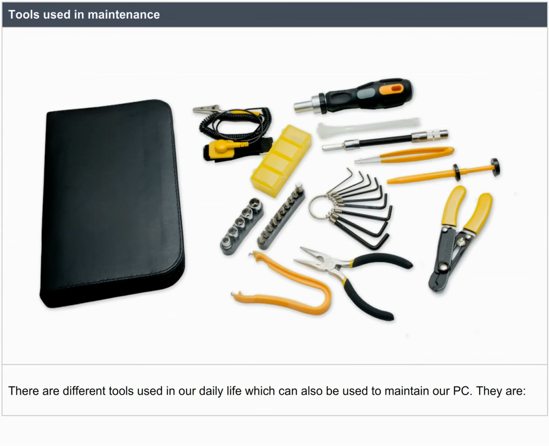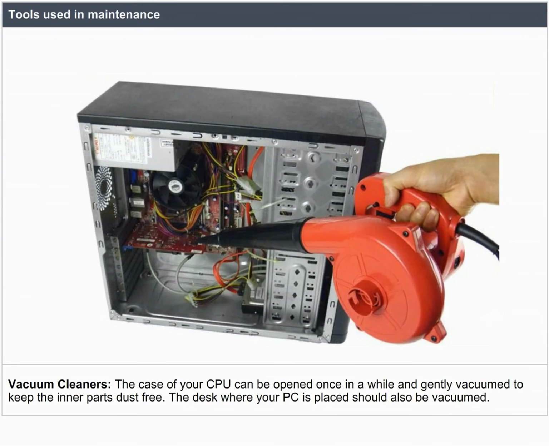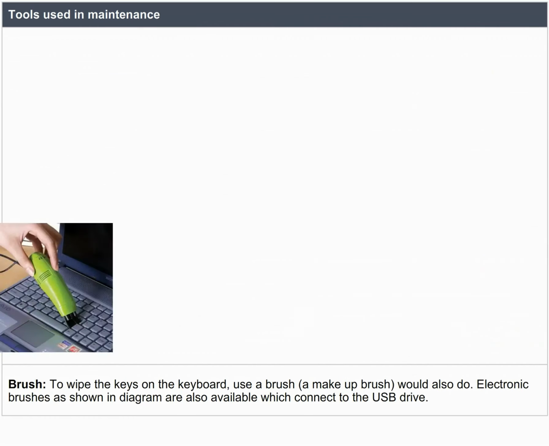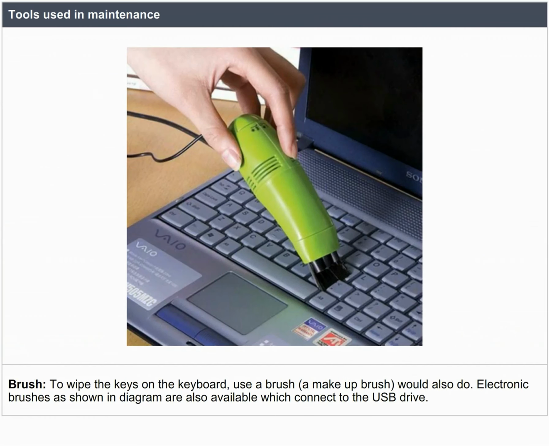Tools used in maintenance. There are different tools used in our daily life which can also be used to maintain our PC. They are vacuum cleaners. The case of your CPU can be opened once in a while and gently vacuumed to keep the inner parts dust-free. The desk where your PC is placed should also be vacuumed. Brush. To wipe the keys on the keyboard, use a brush, say a makeup brush would also do. Electronic brushes as shown in diagram are also available which connect to the USB drive.